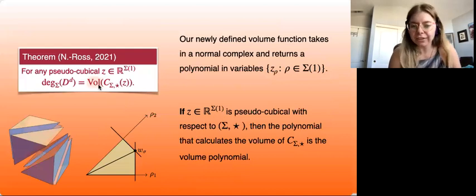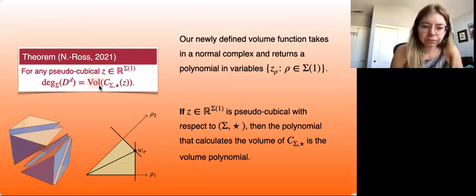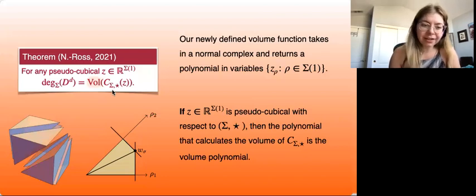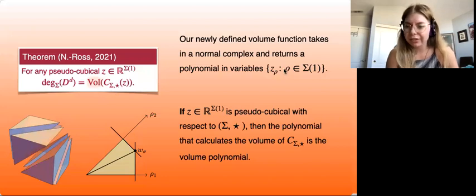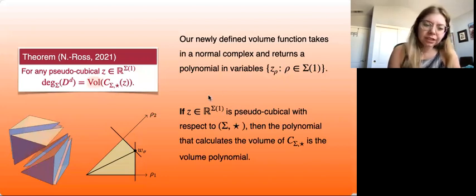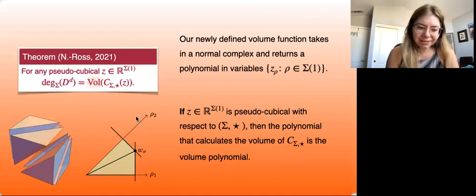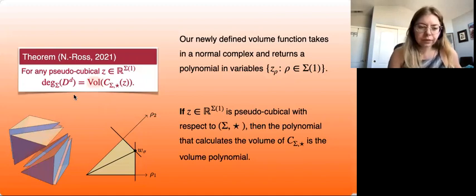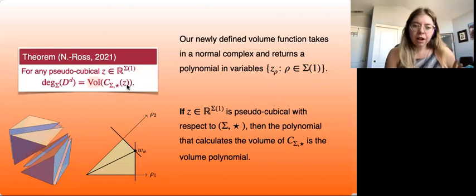So we've defined this volume function. It'll depend on bounding variables of the normal complex, so it'll be a polynomial in 0 variables, just as we wanted. Now, let's go back to this theorem. We are saying that for any pseudo-cubical value z, the volume polynomial equals the volume of the normal complex.